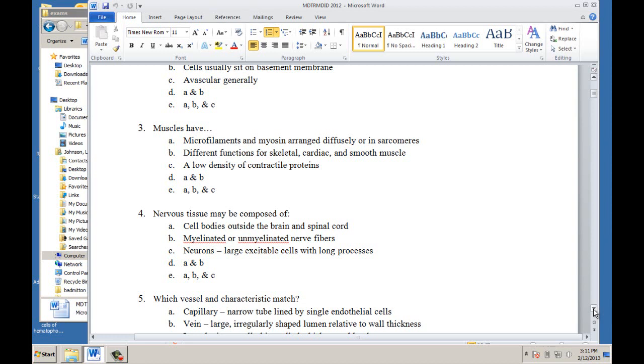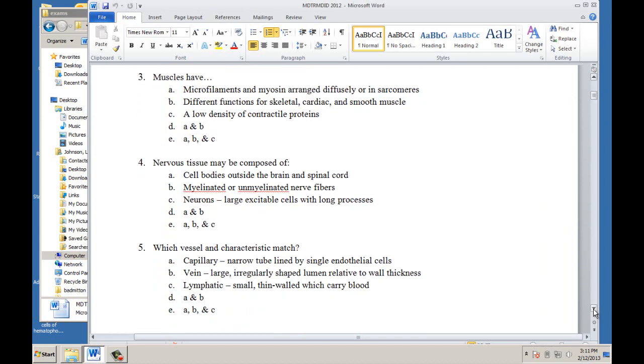Nervous tissue may be composed of cell bodies outside the brain and spinal cord? Yes. Composed of myelinated and unmyelinated nerve fibers? Yes. Neurons are large excitable cells with long processes? True. The answer is E, all of the above.